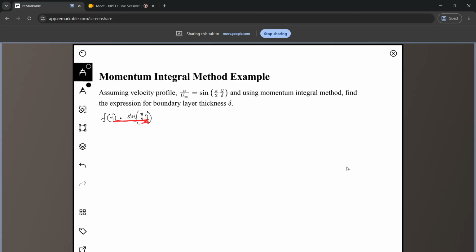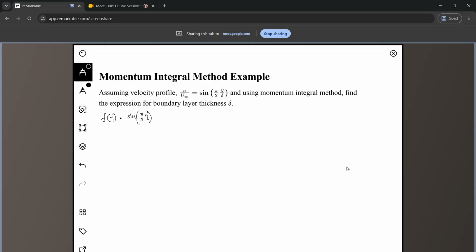So these two conditions are satisfied, and the derivative of this is cos of pi by 2 times eta, times pi by 2. At eta equal to 1, cos pi by 2 is also 0. So the three main conditions that we need, the no slip, zero shear and free stream velocity, all these three conditions are satisfied. So this is also a valid velocity profile.